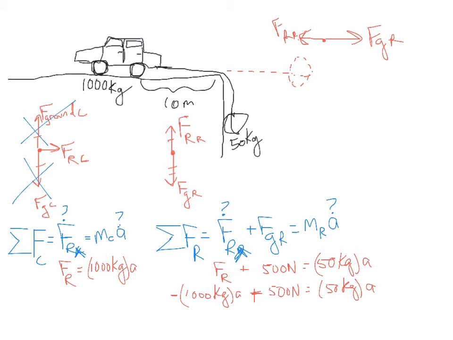Then you can add the 1,000 kilograms times A to the other side, right? That becomes 1,050 kilograms. Yeah, you still with me? So that is 1,050 kilograms times A, and that equals 500 newtons.